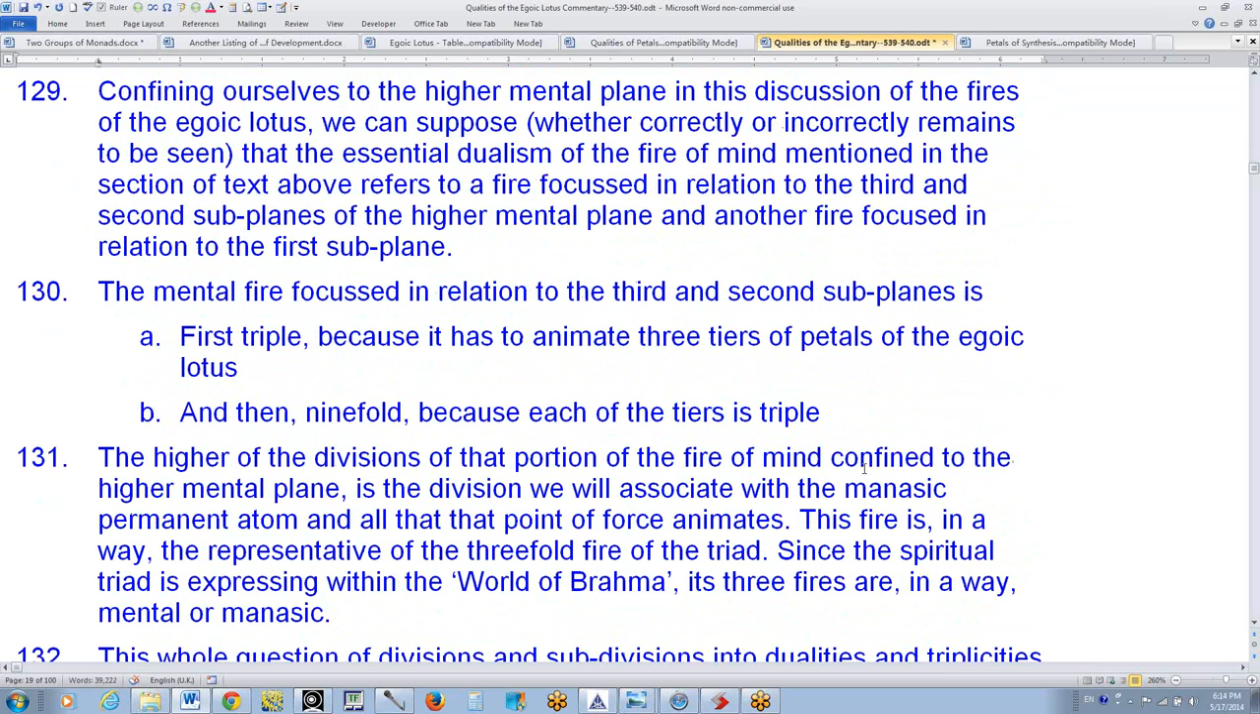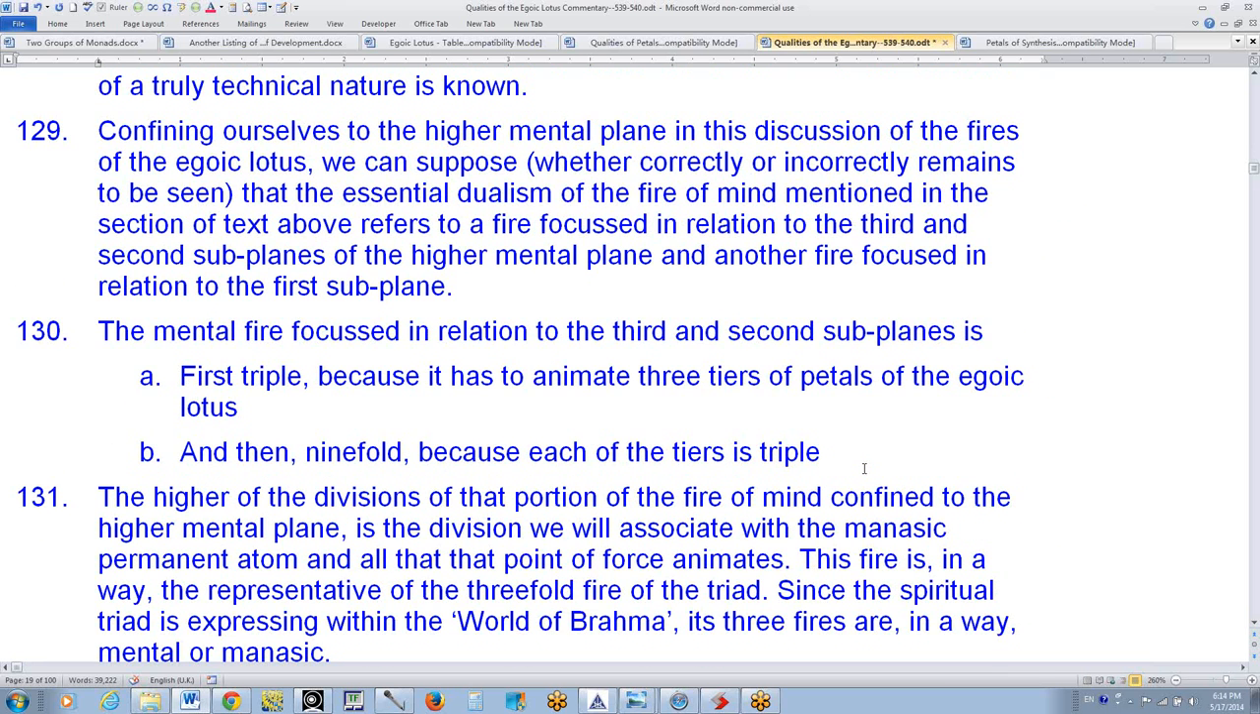So let's confine ourselves to the higher mental plane in this discussion of the fires of the Egoic Lotus, and we can suppose, whether it's going to be correct or incorrect remains to be seen, that the essential dualism of the fire of mind mentioned in the section of text above refers to a fire focused in relation to the third and the second subplanes of the higher mental plane, and another fire focused in relation to the first subplane. So there's a triplicity there.